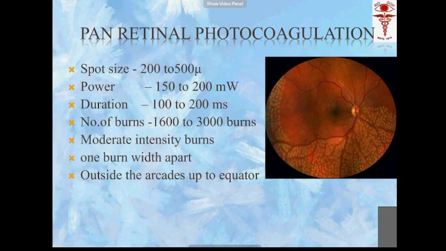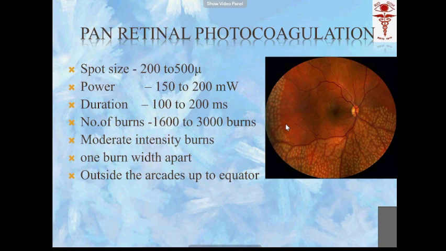So the burn we should get is a moderate intensity burn, otherwise called a grade 3 burn. Each burn should be placed very close to the next. Outside the arcades you have to start and go up to the equator. You should not come here. Whatever laser you give inside the posterior pole will be a very mild laser.